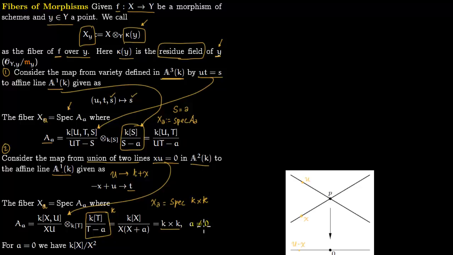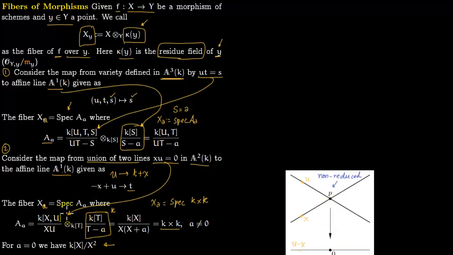So here a is non-zero. If a is 0, then this becomes kx modulo x square. So this is a non-reduced scheme. So we have obtained a non-reduced scheme corresponding to point 0. So corresponding to this point, you have a non-reduced scheme. So we have a non-reduced scheme corresponding to this over 0. So this is another way.